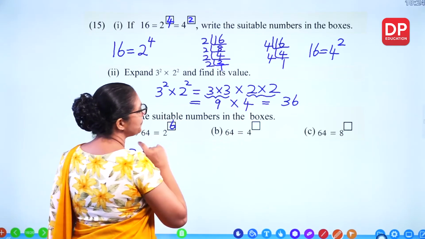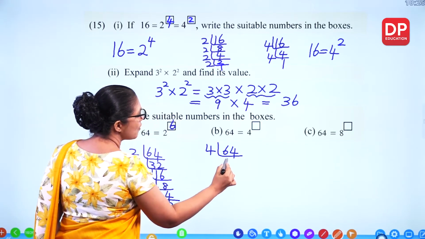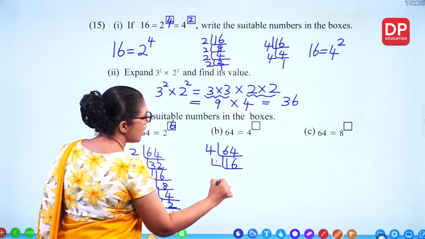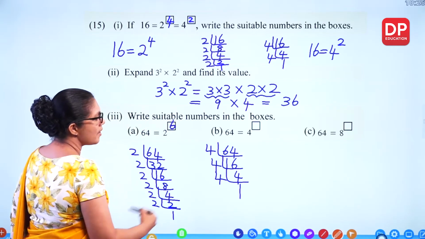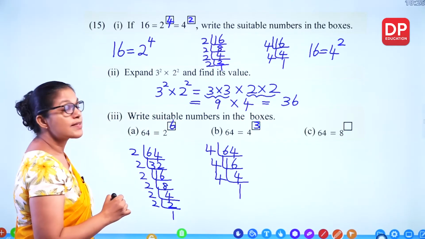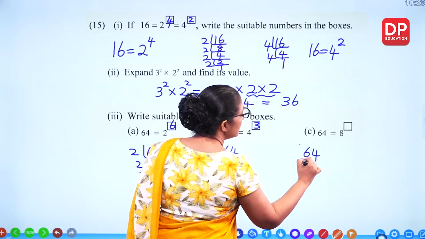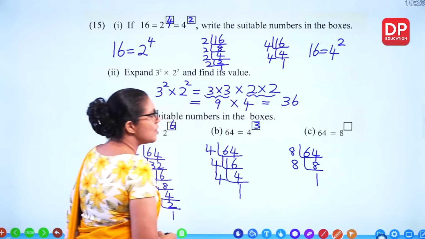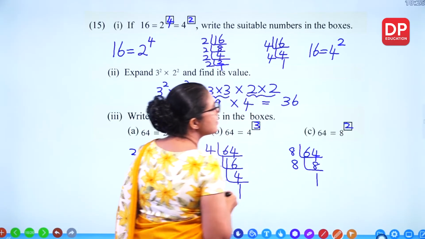This is base 4. How many times can you divide 64 by 4? 4 times 1, 4. 4 times 6, 24, that's 16. Again, you can divide, 4 times 4, 16. Divide by 4, you get 1. How many times? 3 times. So 4 to the power 3 is 64. How many times can you divide by 8? 8 times 8, 64. Again, when you divide, you get 1, twice. So you can write this as 2.